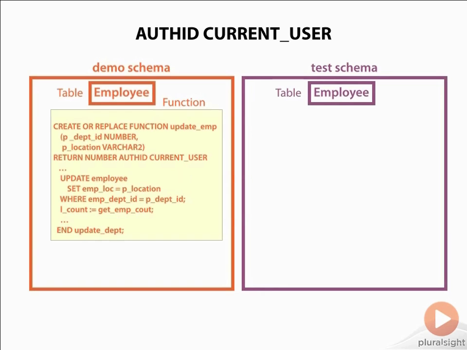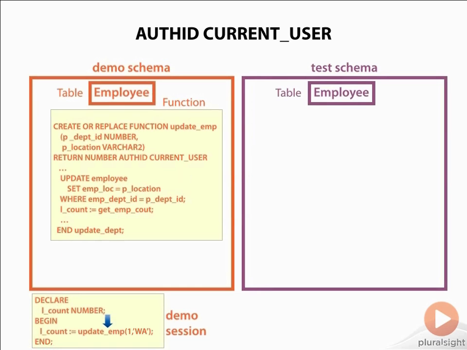Here is the test schema, but this time it only has the table and the function has been removed from here. Now when the demo session issues the updateEMP call, as before, it goes to the updateEMP function where the update to the employee table acts on the employee table in the executed schema or demo schema.